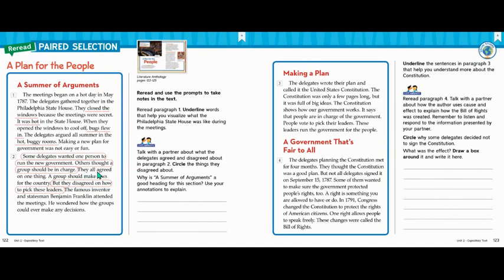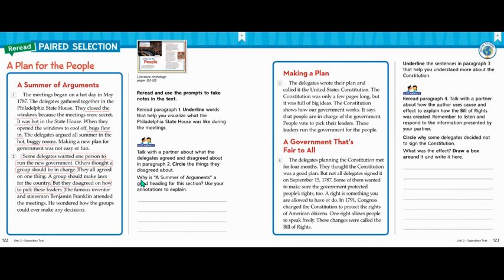So what they did agree on was this. It says, they all agreed on one thing. A group should make laws for the country. So even though they disagreed on how many leaders and how to select these leaders, they all agreed that at least there should be a group to make the laws, so that they could collaborate to make those laws. It wasn't just one person.